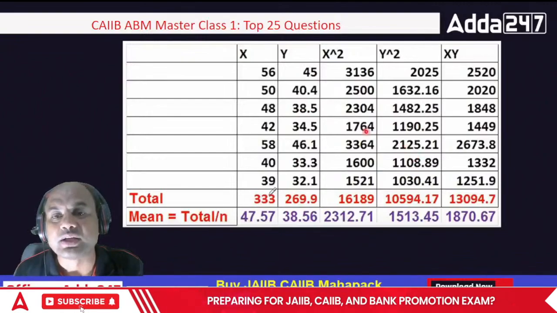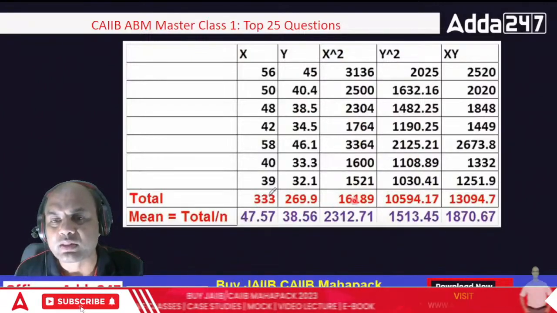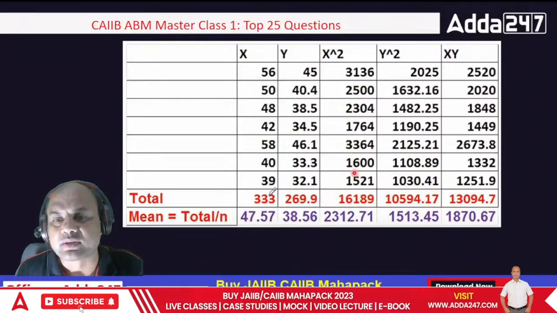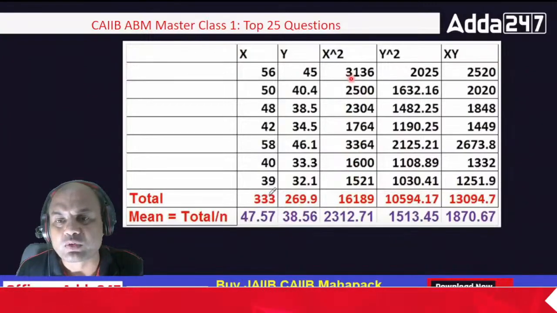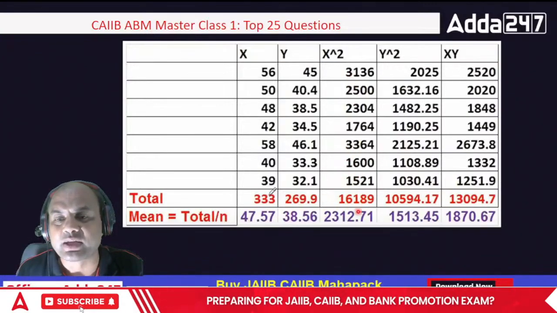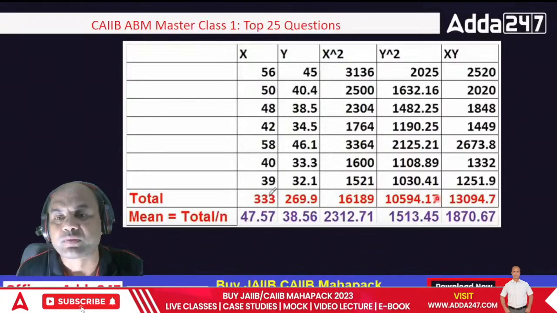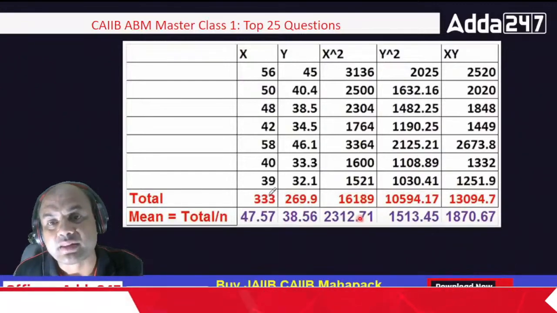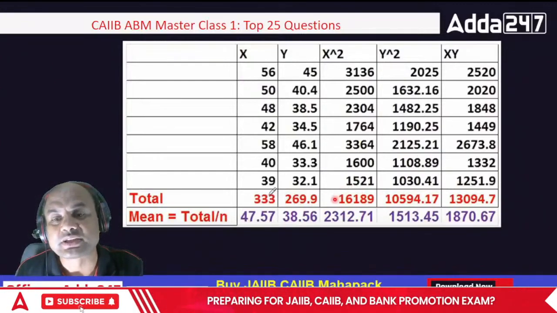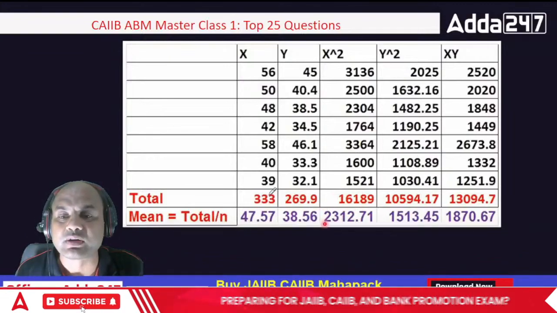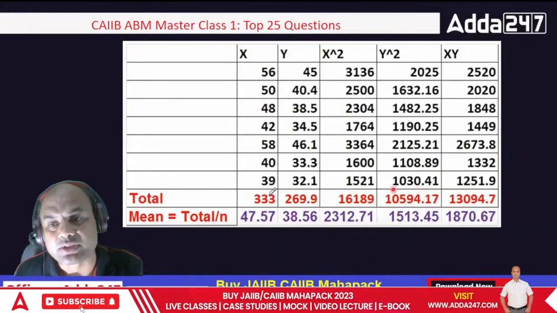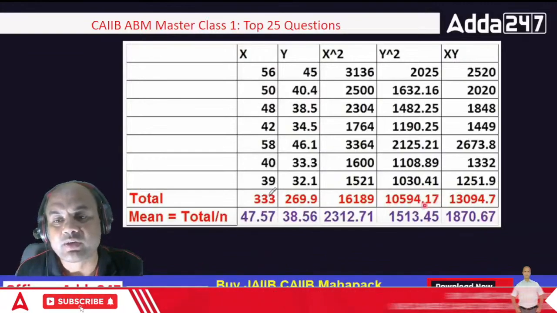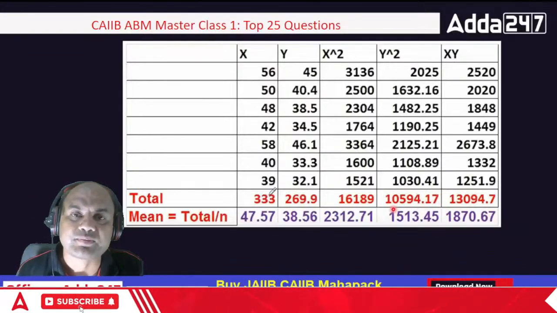Then what do you do? Once you have x square and y square, find the total of each one. You will get this as 16189. Similarly for y square, 10594. This is for y square. Then divide by n, which means 7 again. So 16189 divided by 7 is 2312. Similarly y square, 10594 divided by 7 is 1513.